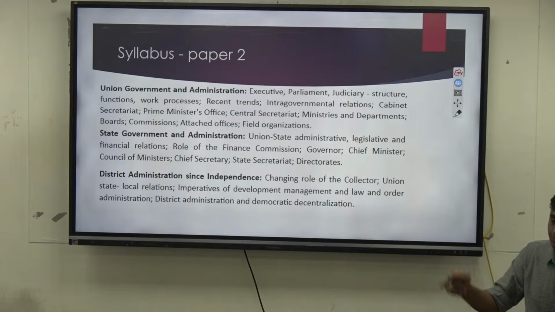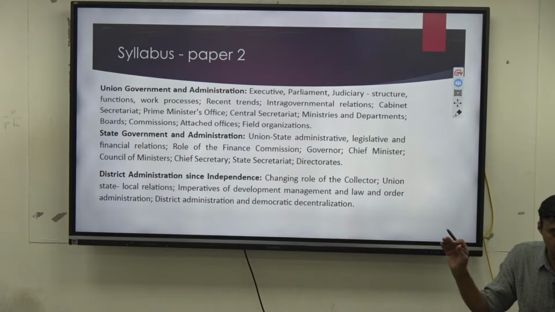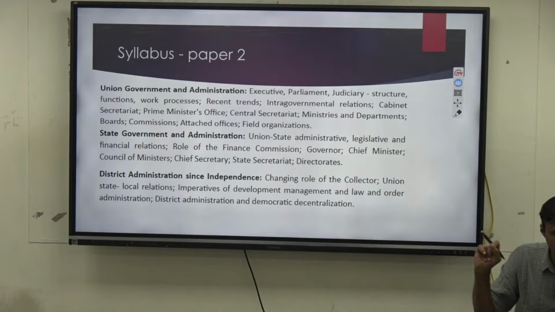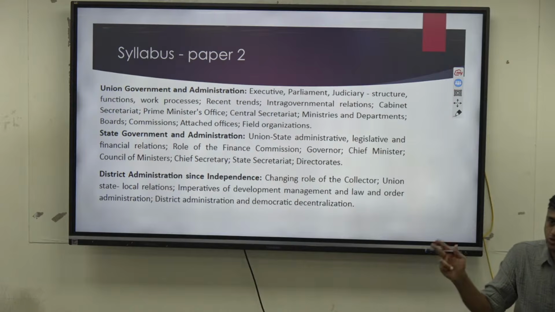Even Ramsay MacDonald, former British PM, used to famously tell that DC is such an important position that not a sparrow ought to fall without it coming to the notice of the DC. Means he is such an officer at the district level that even if a sparrow dies, it should go to whose notice? DC's notice. This is the kind of office which was there during the British era.